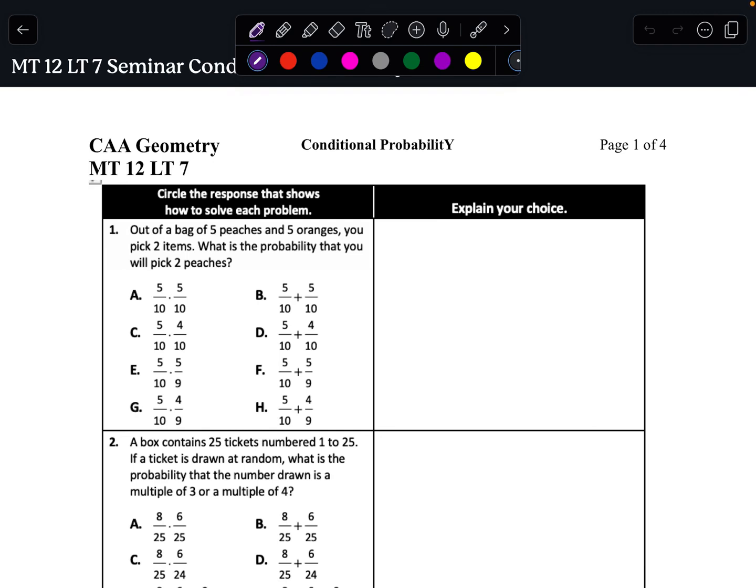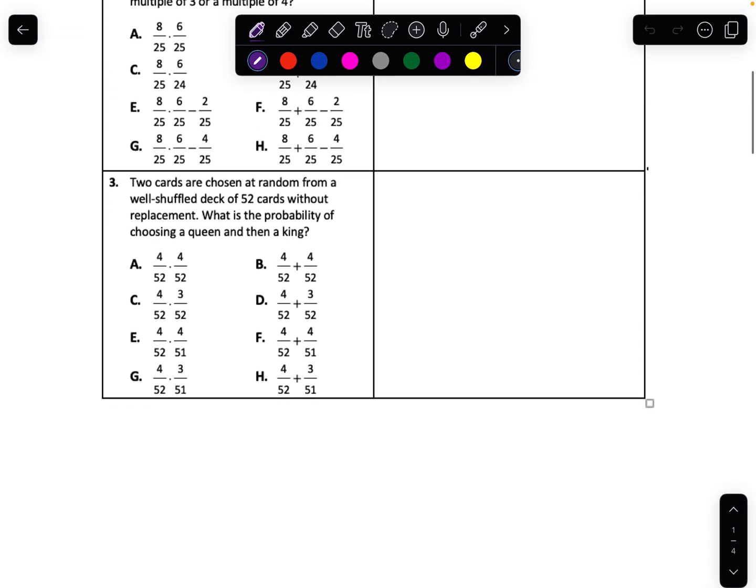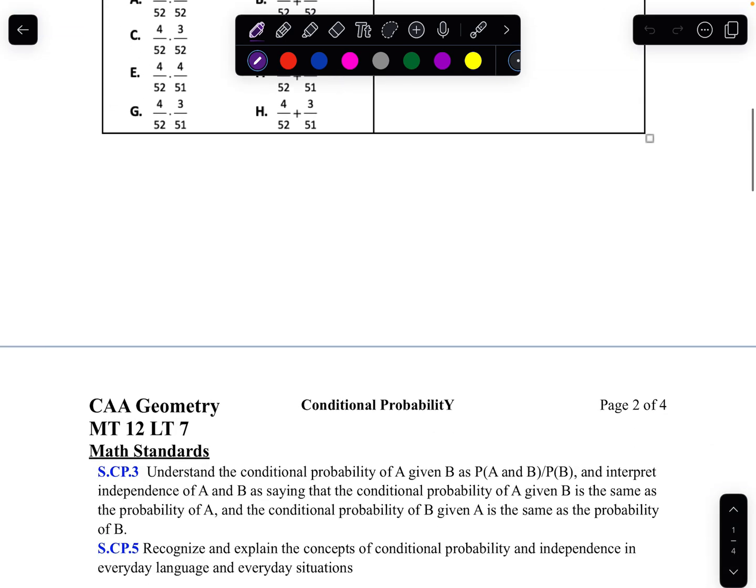In lesson 7, we're going to be looking at conditional probability. Before you start the lesson, do the first 3 questions. We'll discuss those in class.